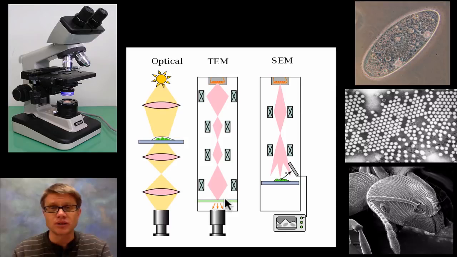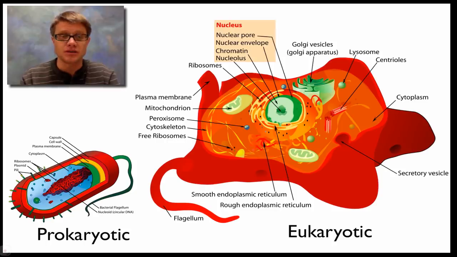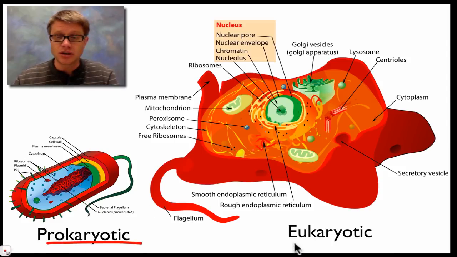So really cool. We're getting some great visualization of the cell. First thing you should know is there are two major types of cells. We have what are called prokaryotic cells and then eukaryotic cells. Prokaryotic cells are going to lack a nucleus. They're before the nucleus, if we break down that word. So there's going to be no nucleus. Eukaryotic cells are going to have a nucleus.